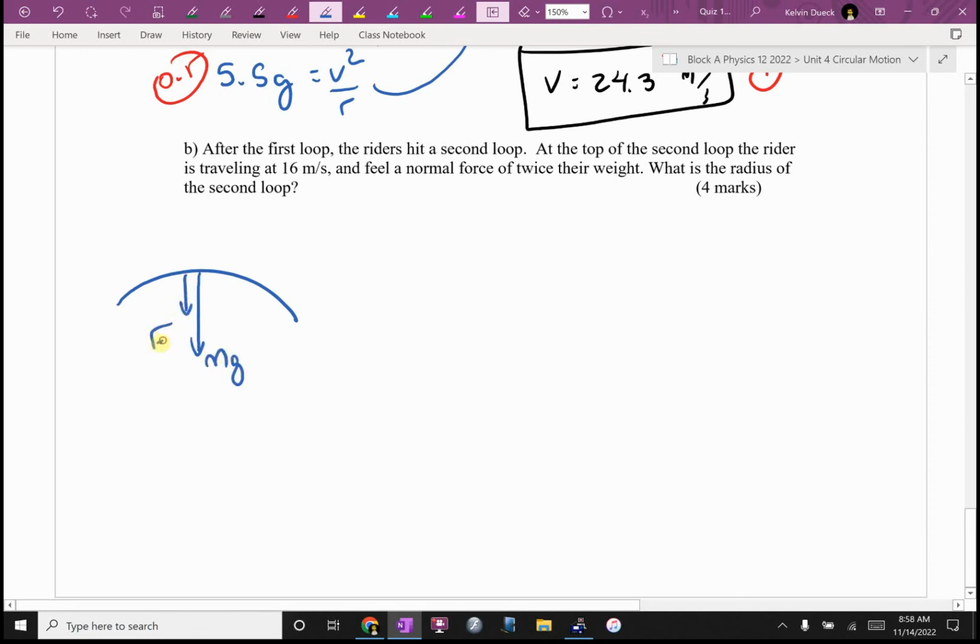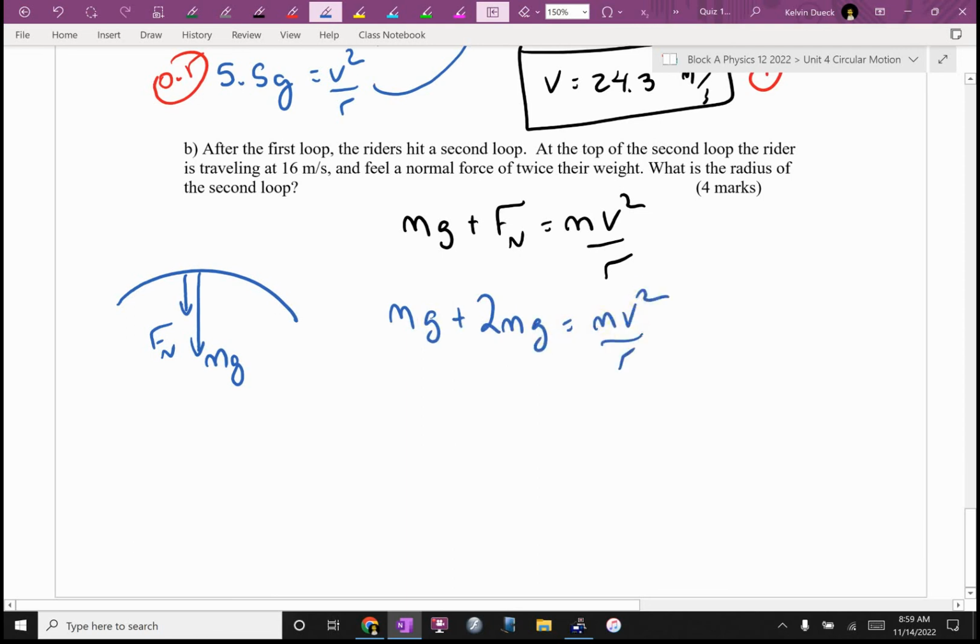mg and normal force, both pointing down. In fact, it's still going to be mg plus Fn equals m v squared over r, since they gave me a v. I said it's going to be mg plus, the normal force is twice their weight, 2 mg's, equals mv squared over r.